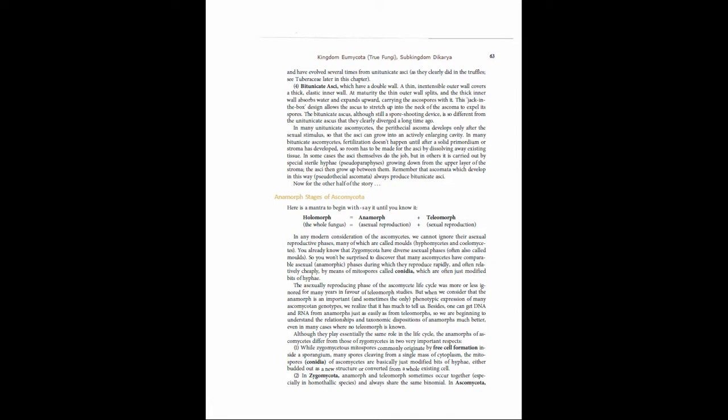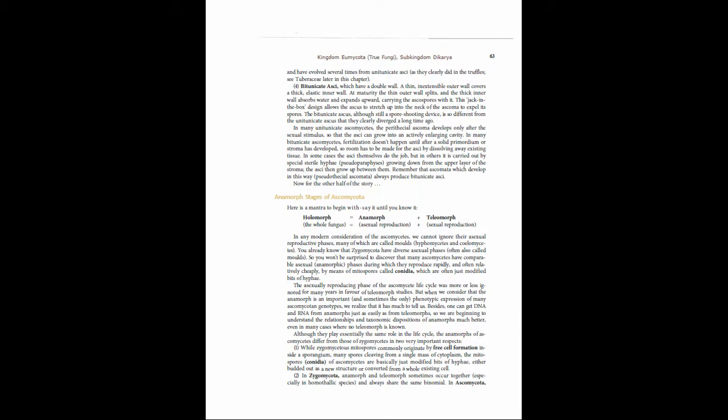Although they play essentially the same role in the life cycle, the anamorphs of Ascomycetes differ from those of Zygomycetes in two very important respects. 1. While Zygomycete mitospores commonly originate by free cell formation inside a sporangium, many spores cleaving from a single mass of cytoplasm, the mitospores, conidia, of Ascomycetes are basically just modified bits of hyphae, either budded out as a new structure or converted from a whole existing cell.